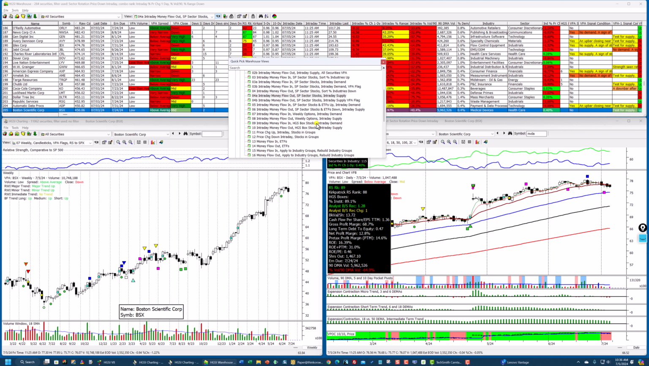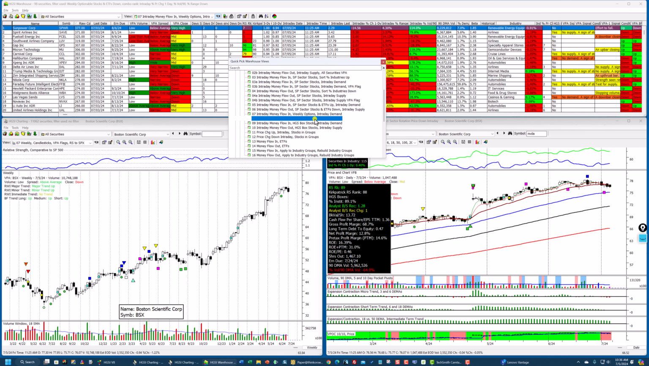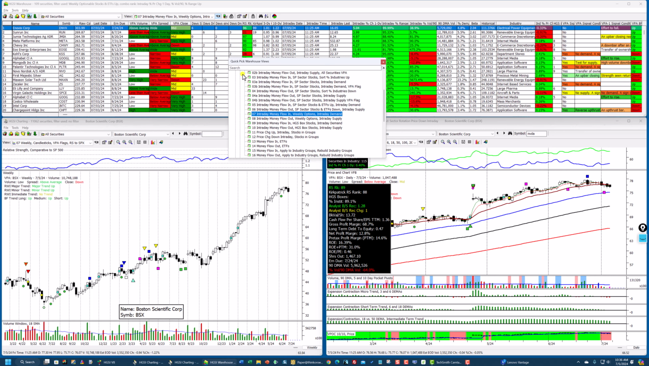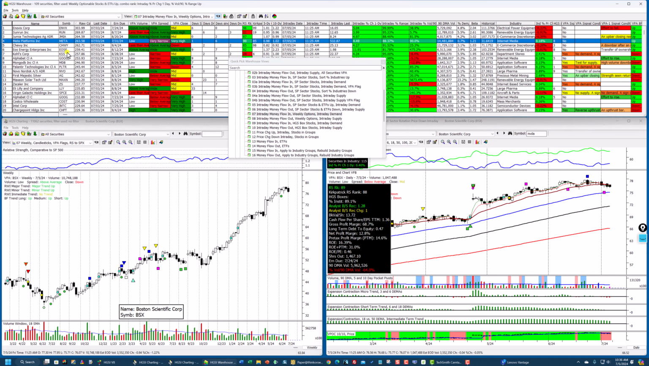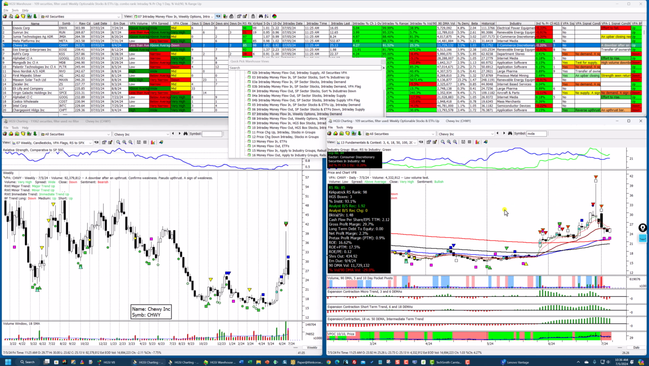Okay, now if you're interested in stocks trading weekly options, here's intraday demand and here's intraday supply. So here's Metastock, Chewy. This is a meme stock now. What's his name? Can't think of it. Said he had a position.